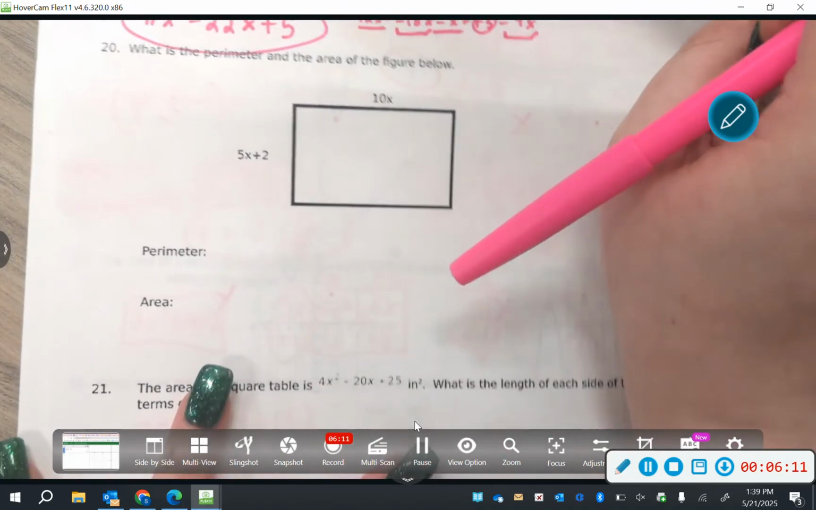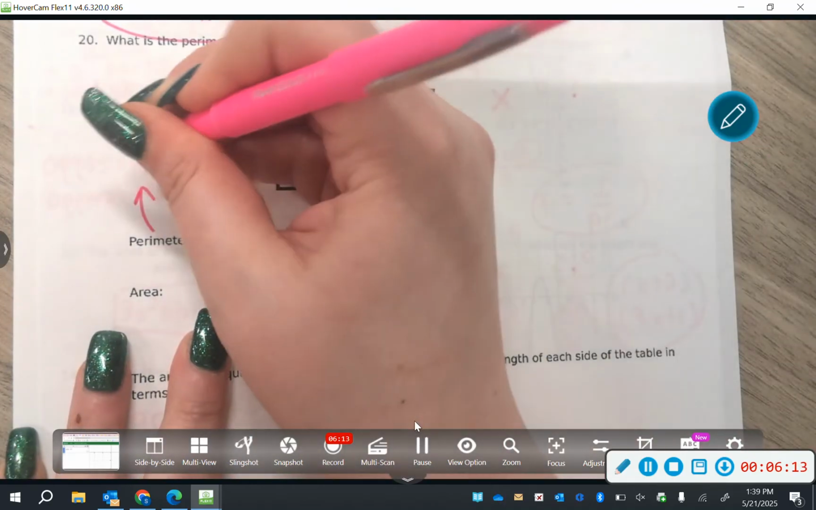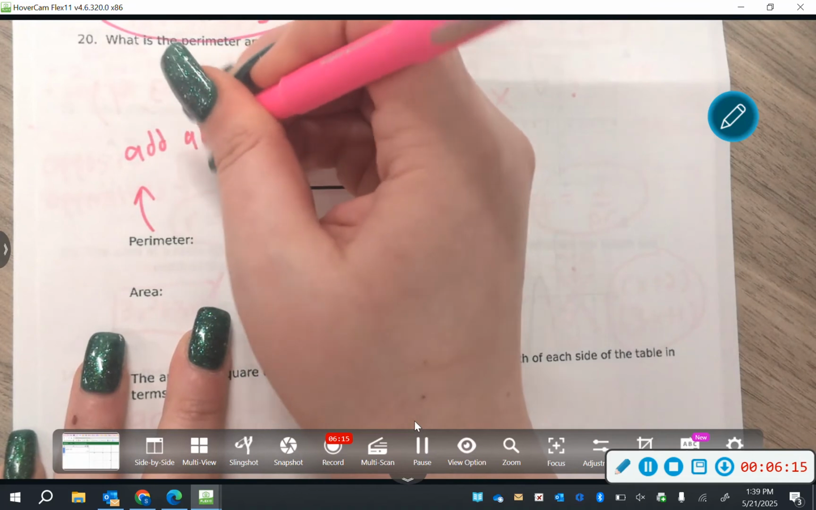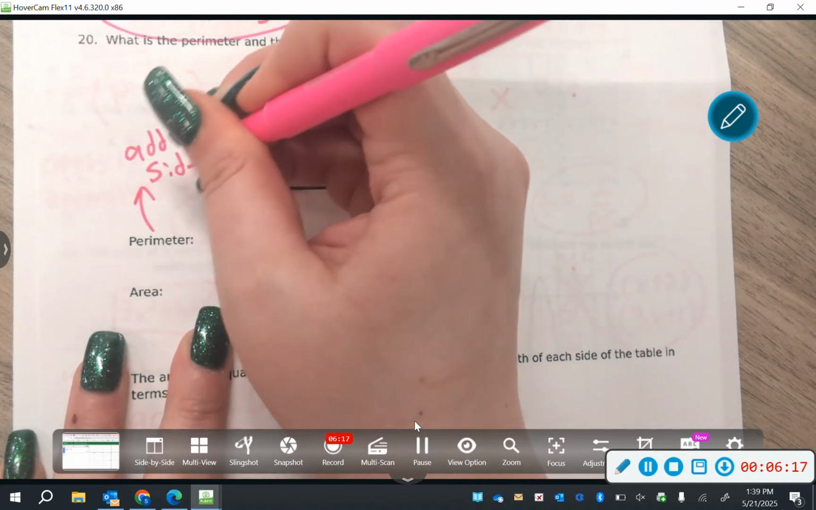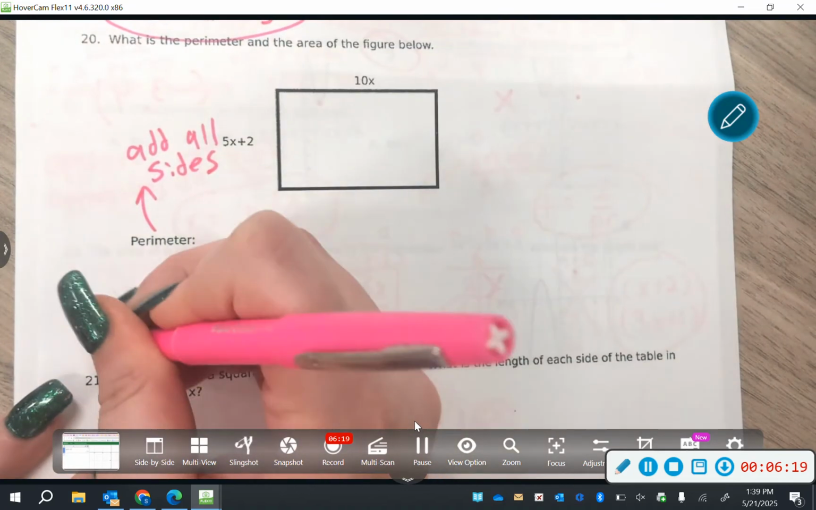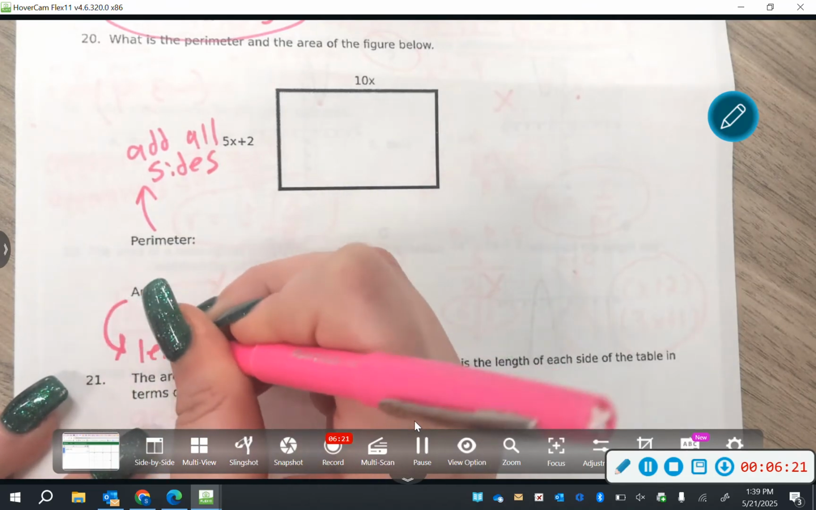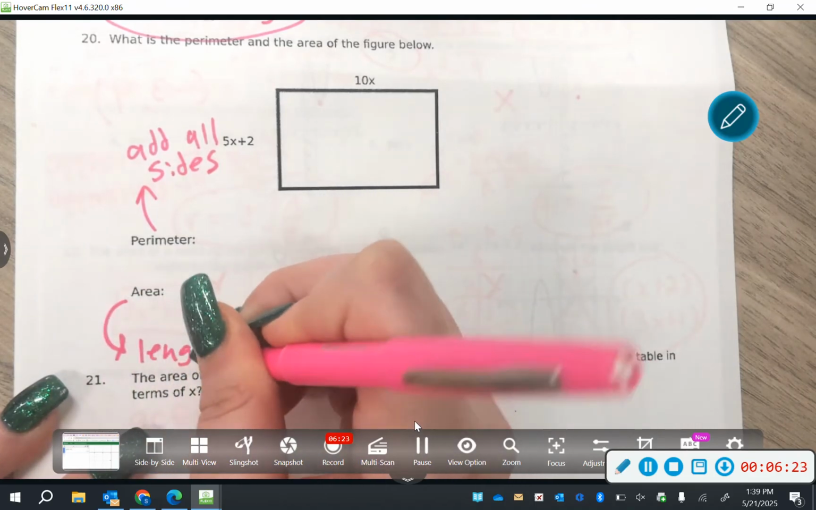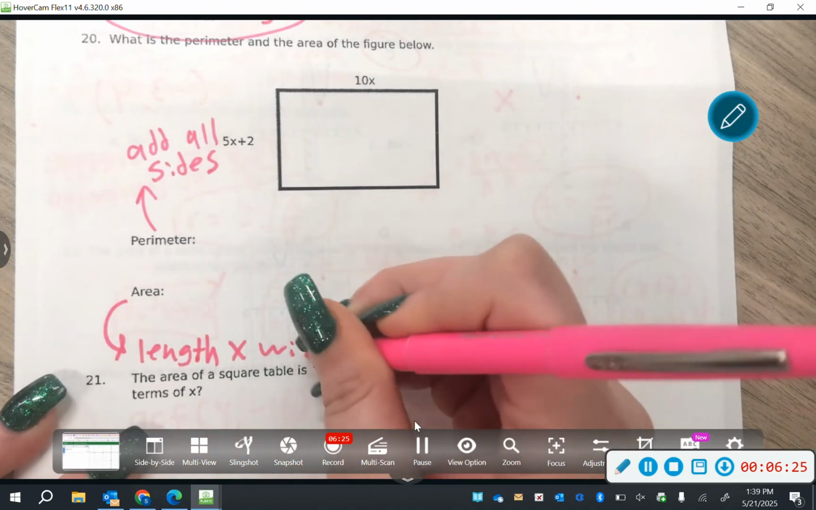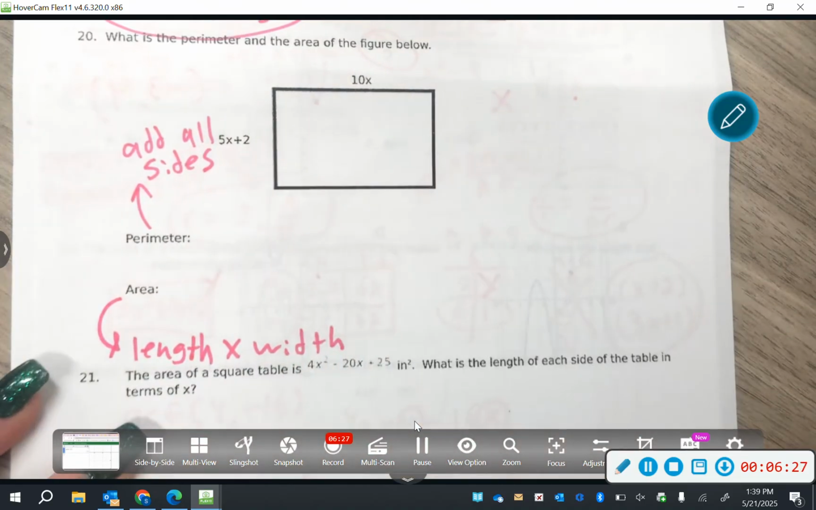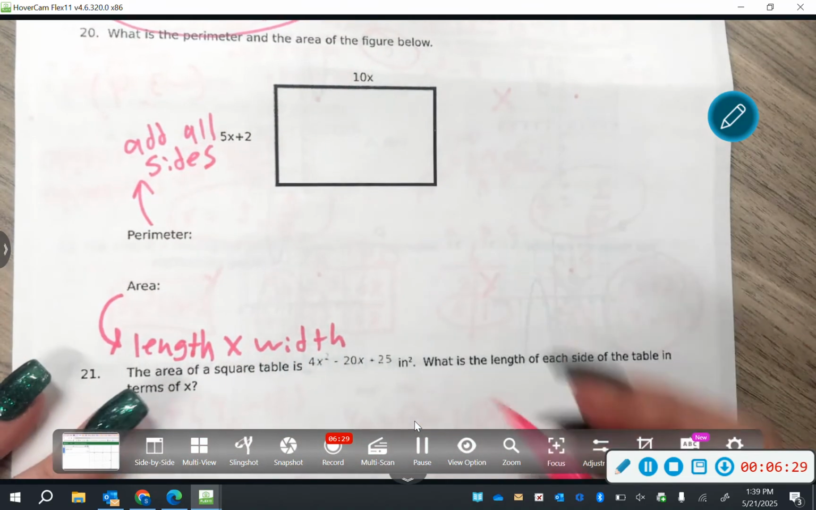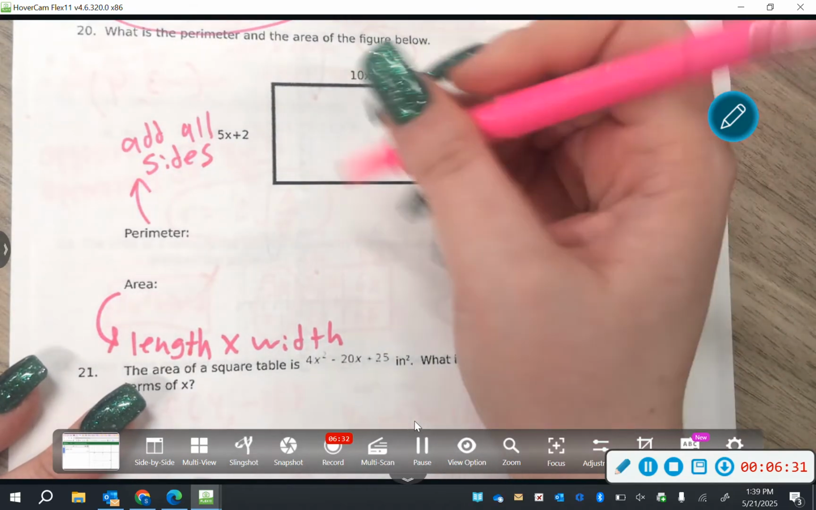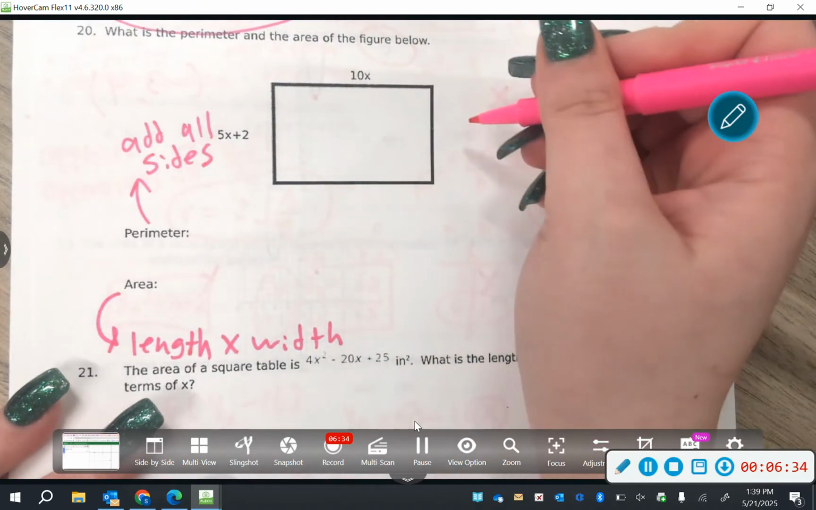All right, for area and perimeter: for perimeter, remember you add all sides. For area of a rectangle, you do your length times width, or base times height, whatever you want to call it. Well, I'm going to go ahead and do perimeter first. For perimeter, there's 4 sides, so I need to get my other sides.